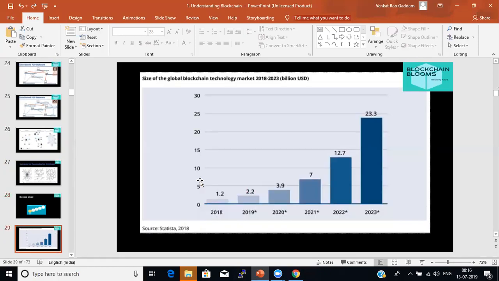And what is the future of this blockchain? This diagram comes from Statista. It shows the global blockchain technology market between 2018 to 2023 in USD billion. As per my knowledge, every year it is going to double. 100% growth is there. From 2018 to 19, 19 to 20, if you observe till 23, there is 100% growth.